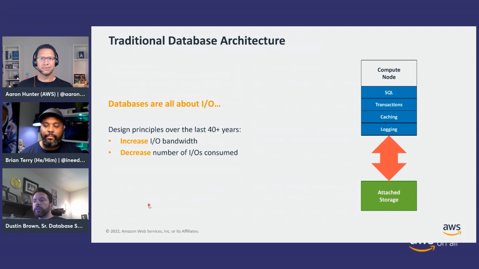So this is a traditional database architecture. All the DBAs listening to this stream understand that databases are all about I/O, right? The design principles over the last 40 years are basically found in these two segments here: increase I/O bandwidth and decrease the number of I/Os consumed. This is the goal of a developer. This is the goal of an administrator, so that you can get the most bang out of your buck. Typically, we see the compute node sits on top of, in conjunction with the SQL, the transactions, the caching, and then the logging. And then you have this attached storage sitting in your data center.